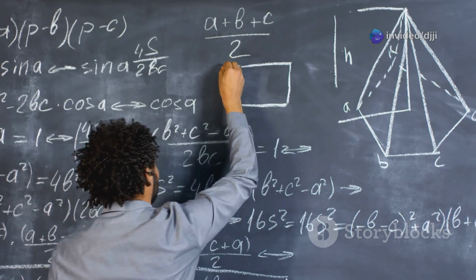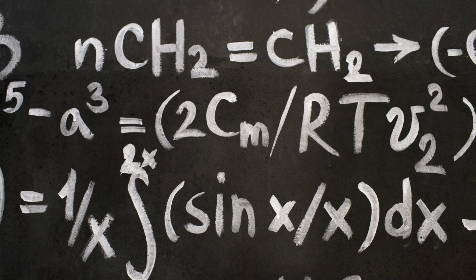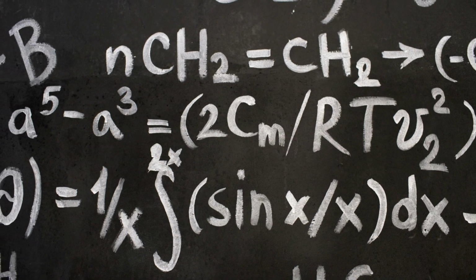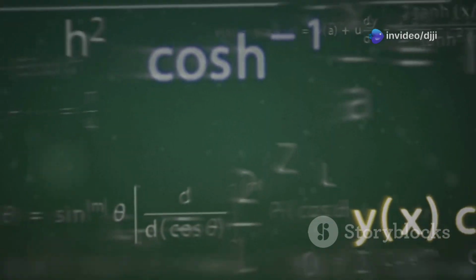Okay, so here's a breakdown. First, supplementary angles. Two angles are supplementary if their sum is 180 degrees, or pi radians. Now let's look at some key identities.